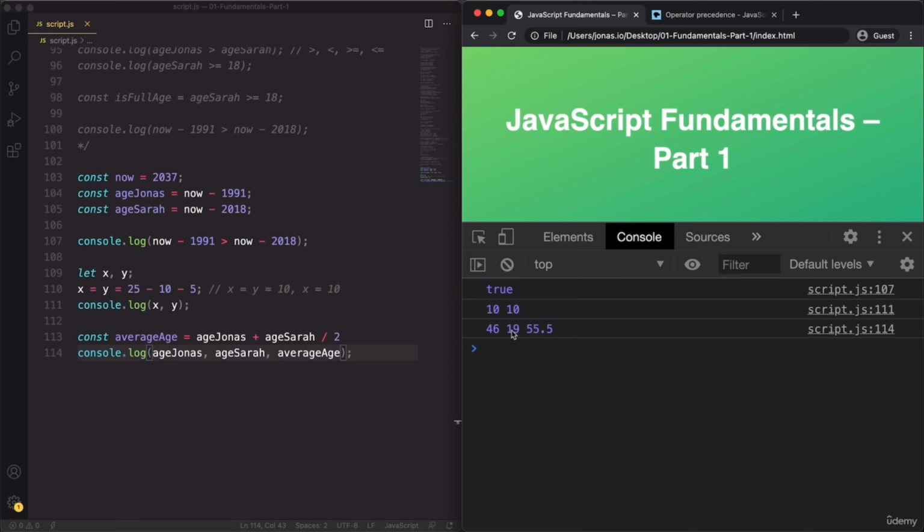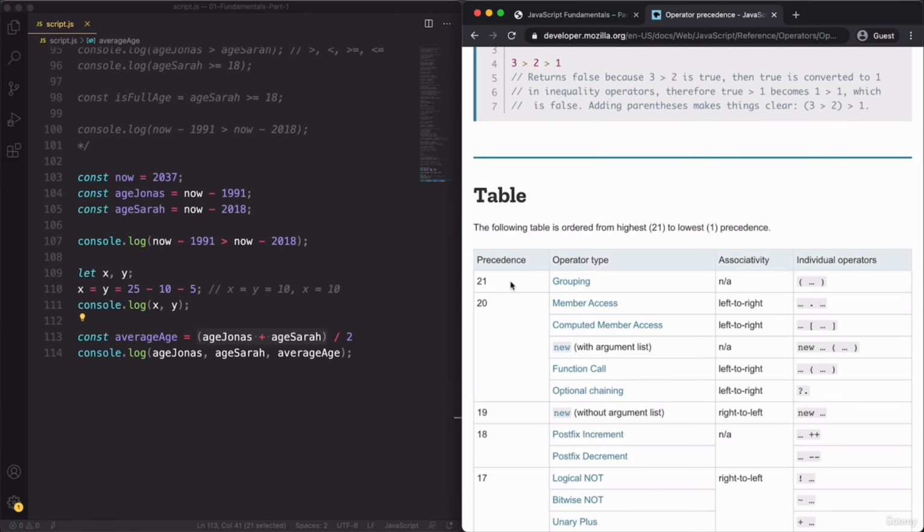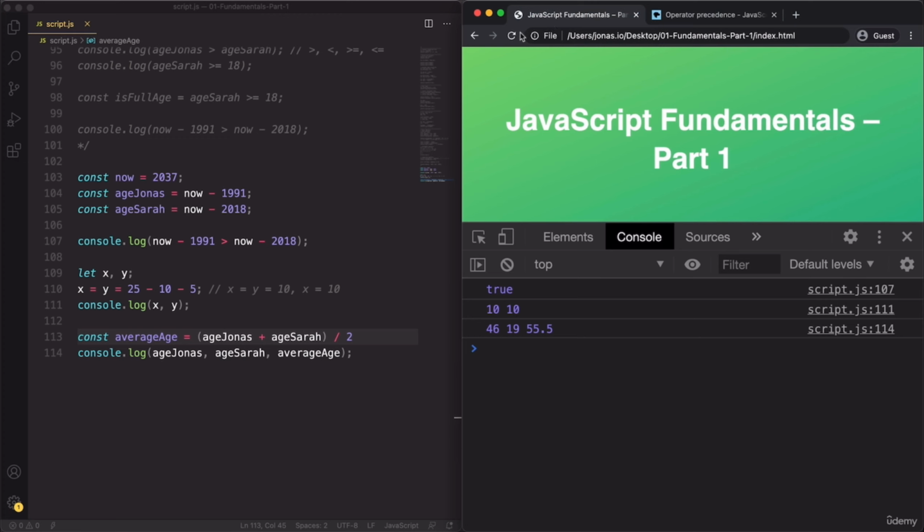And so that's where the parentheses come in. So by using parentheses, once more, just like in mathematics, we can make it so that this operation here is executed first. Okay, so basically everything that is within the parentheses which have the precedence of 21, right? So now this one is executed first and then the division. And so, yeah, now it makes sense. Okay, I hope that wasn't too confusing.